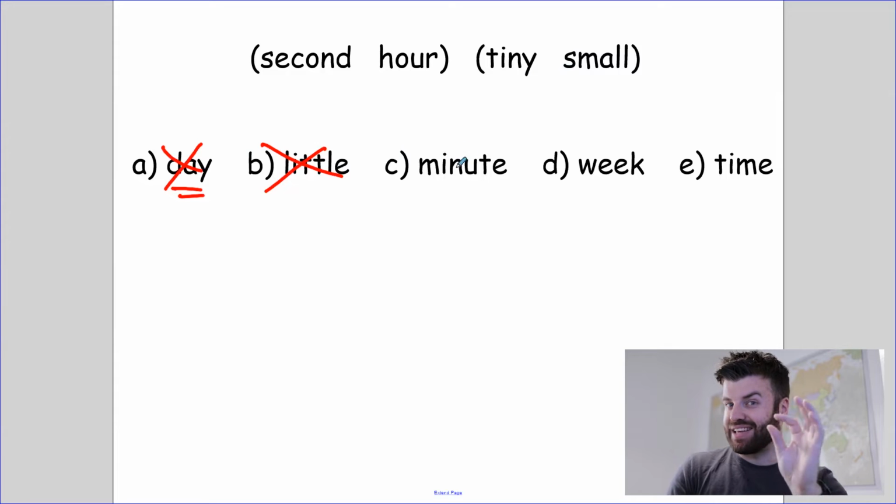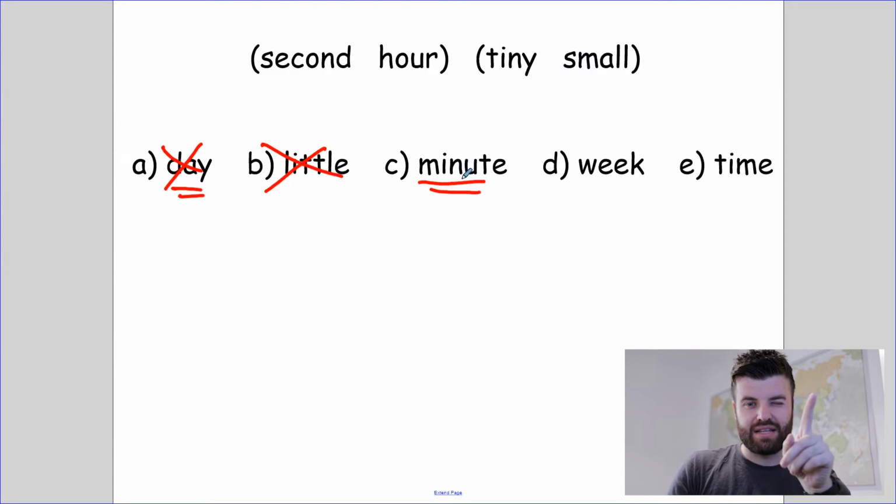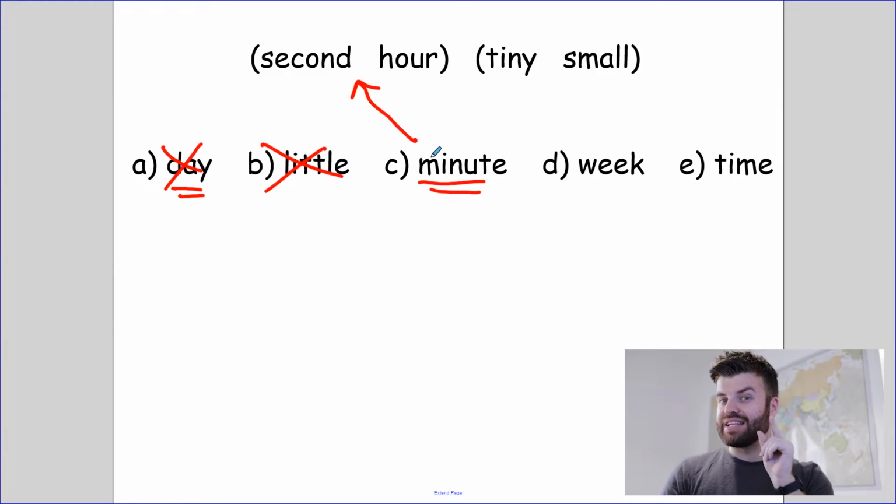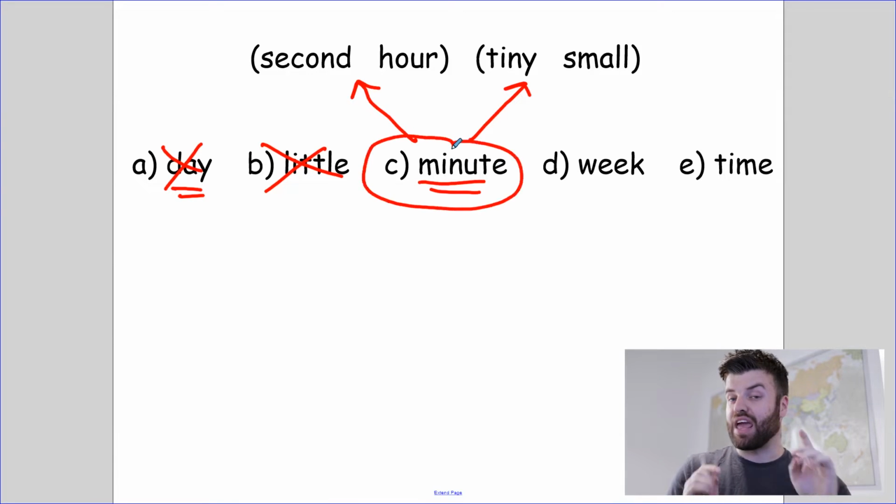And here's where we see the clever trick. This word is minute, and minute would fit in with a measurement of time, but it also can be read as minute, which is another word for small or little or tiny. So it can fit in there. So minute and minute can fit into both these brackets. Our answer is C because it's the only word that can go into both and still work.